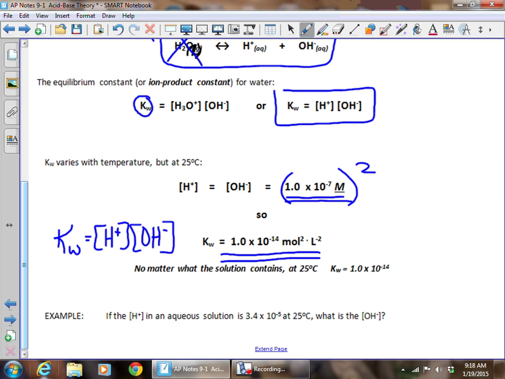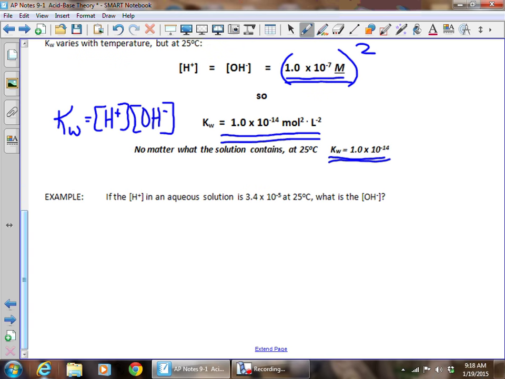Now, this is probably the only time you're ever going to see moles squared per liter squared, because we just don't put units on equilibrium stuff. But just keep in mind that no matter what the solution contains at 25 degrees Celsius, Kw is going to equal 1 times 10 to the minus 14th for pure water, or for water, no matter what the solution contains. If it's aqueous, Kw is going to be 1 times 10 to the minus 14th.